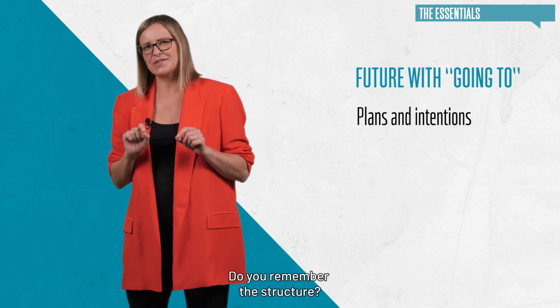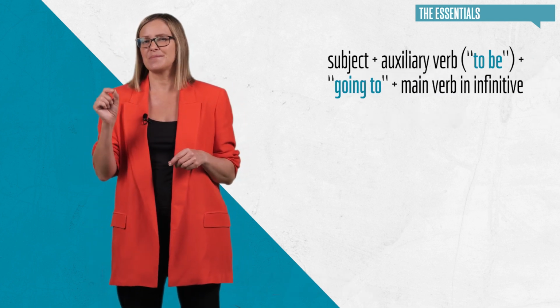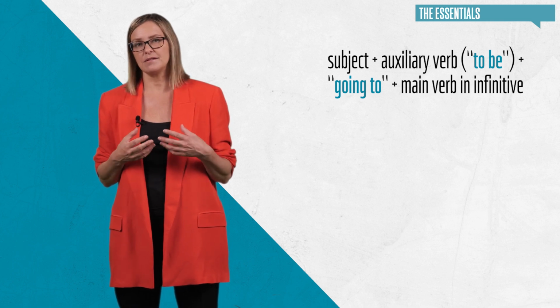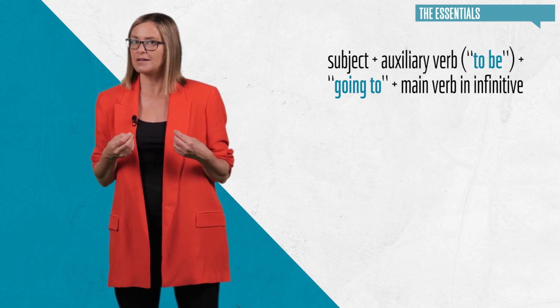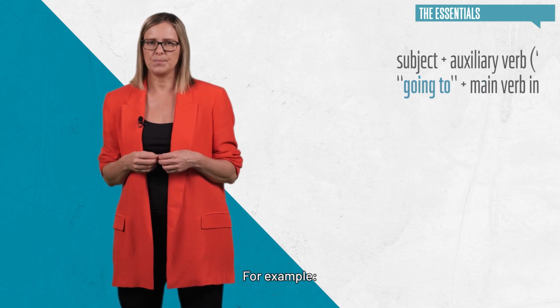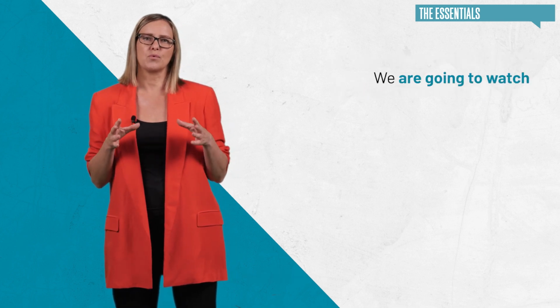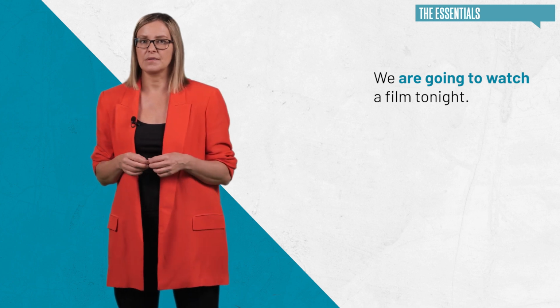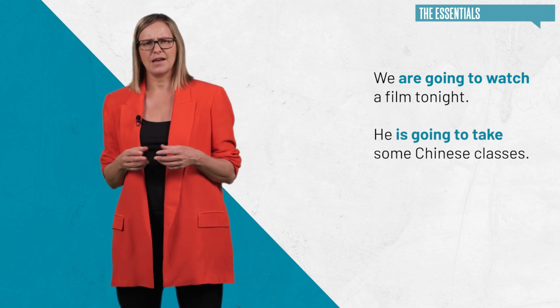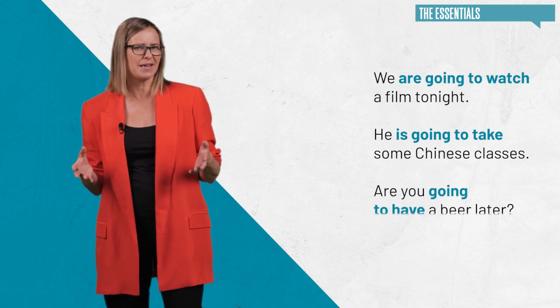Do you remember the structure? Subject plus auxiliary verb to be plus going to plus main verb in infinitive. For example, we are going to watch a film tonight. He is going to take some Chinese classes. Are you going to have a beer later?